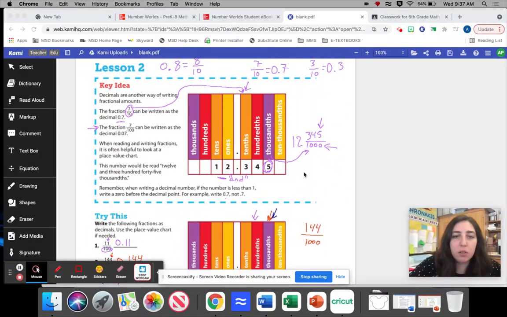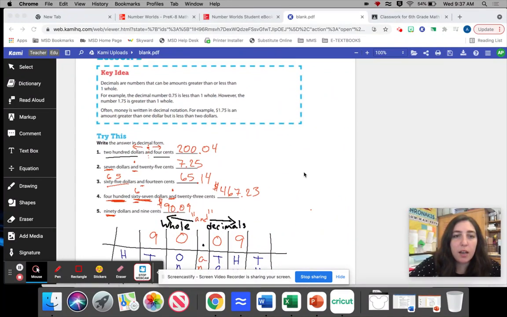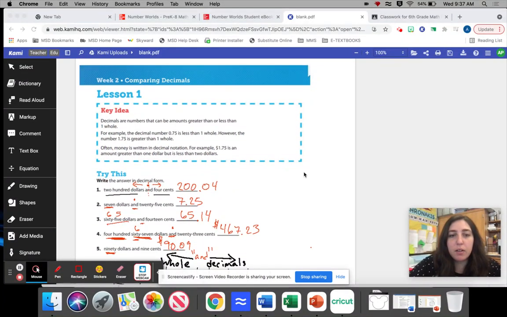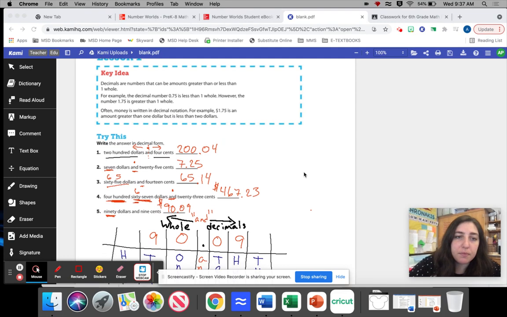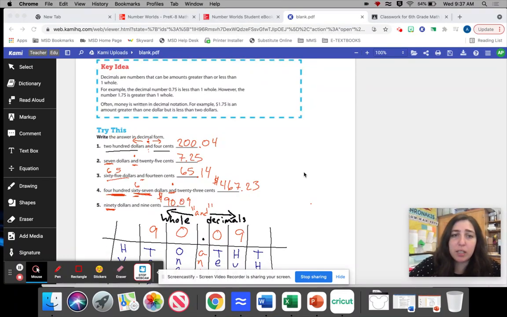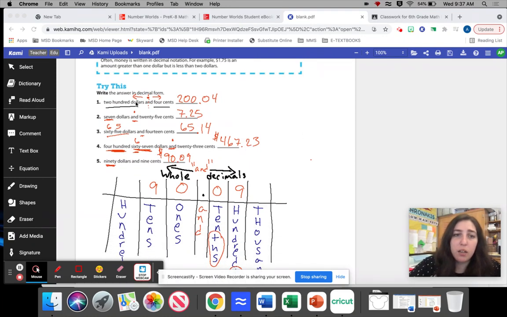In lesson 2 and in lesson 1, we were really just learning about how to compare decimals and the steps to get there. So in week 2, we're really building towards lesson 4, where we're going to be comparing and ordering decimals. So we're going to compare some decimals and put them in order from least to greatest. In lesson 1, we learned about decimals that are greater than or less than 1 and practiced writing, if they gave us a word sentence, writing this as a decimal number.